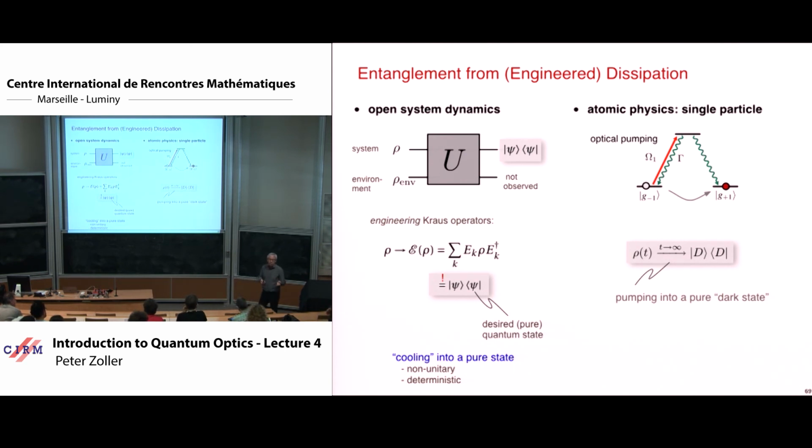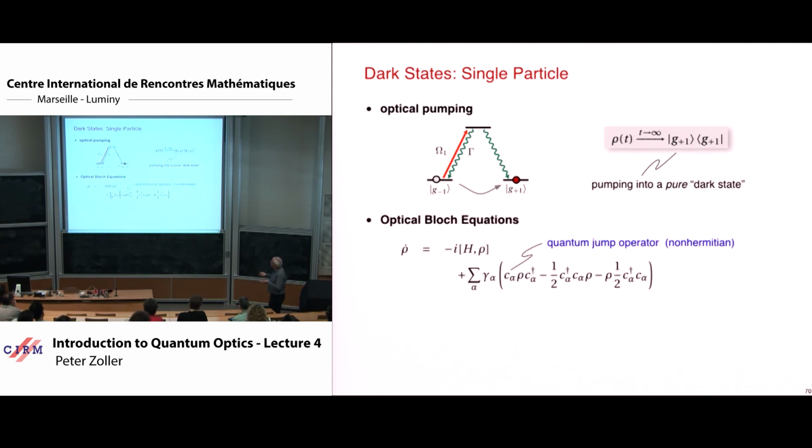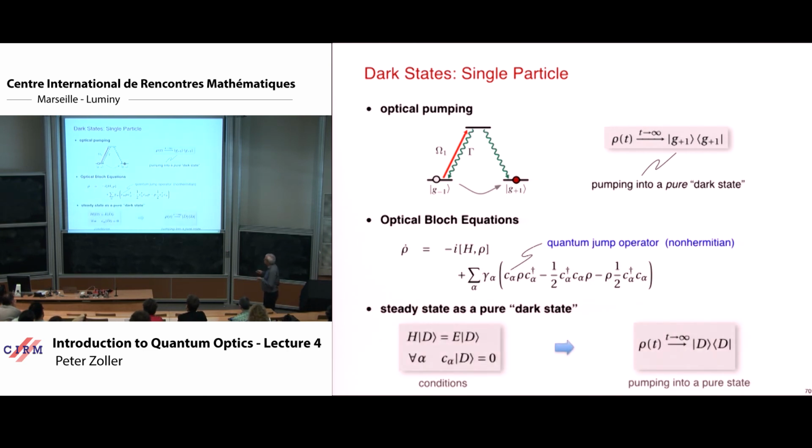But we are now asking the same thing on the level of a multi-level system, okay? So the question is, we have here optical pumping, we have the optical Bloch equations, and it becomes a question of engineering jump operators. And in a more general context, what you want is this. You would like to design a master equation. This is sort of this inverse problem.